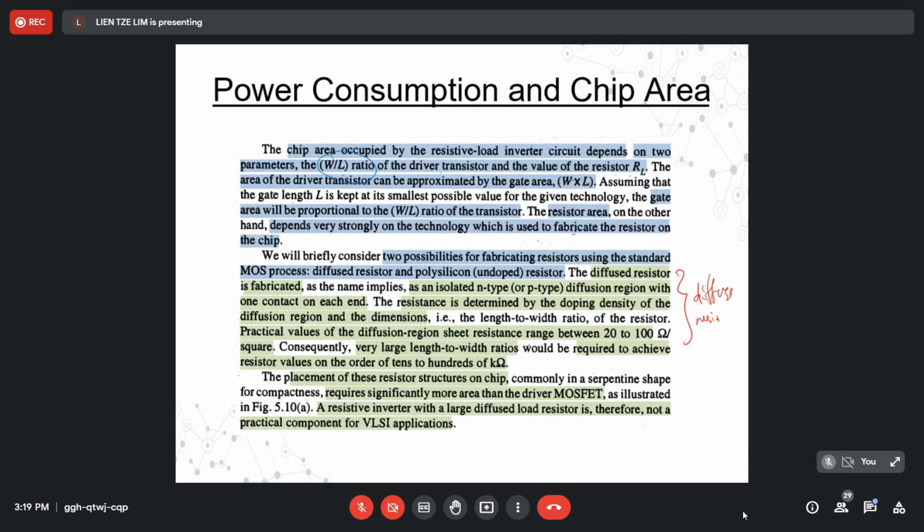Next is about the polysilicon resistor. This polysilicon resistor is undoped, which means that the polysilicon is used to form the resistor. This part is about the placement. Now I refer to this statement: the placements of these resistor structures on chip commonly in shape.